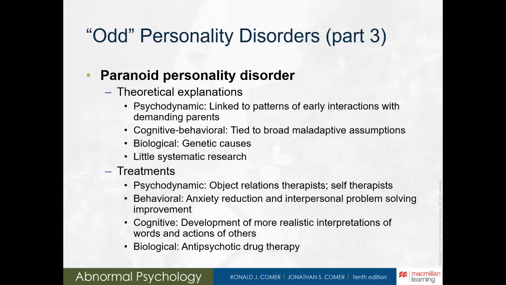Many individuals with paranoid personality disorder will often seek self-therapists, and self-therapists will help them to attune more to themselves and then tie that back into the relationships with others. From the behavioral and cognitive perspectives, these therapists try to help clients control anxiety and improve interpersonal skills. Cognitive therapists typically try to restructure the client's maladaptive assumptions and their interpretations.